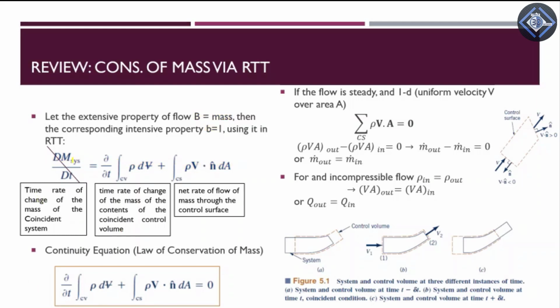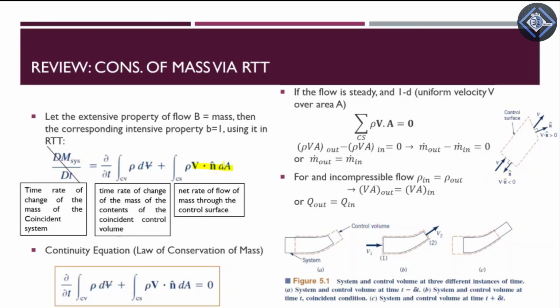So the first term in this equation is actually the time rate of change of the mass of the coincident system. The second term is the time rate of change of the mass of the contents of the coincident control volume, and the last term is the net flow rate of mass through the control surface. We already said that this net mass flow rate is taken positive outwards and negative into the control volume, and that is because of this dot product between the velocity vector and the unit normal of the area, that is n hat.